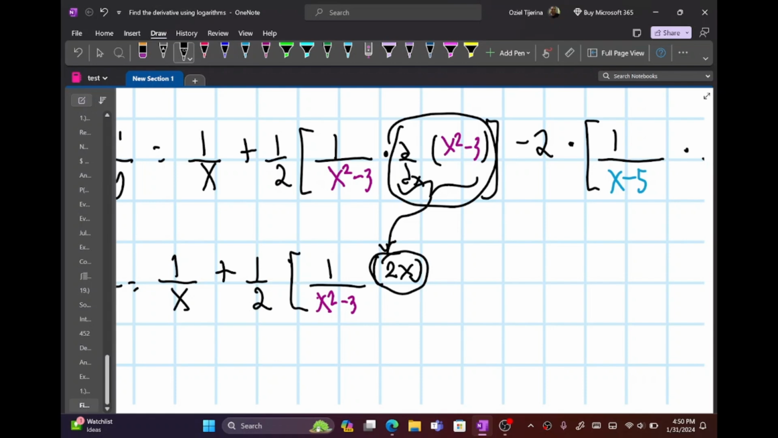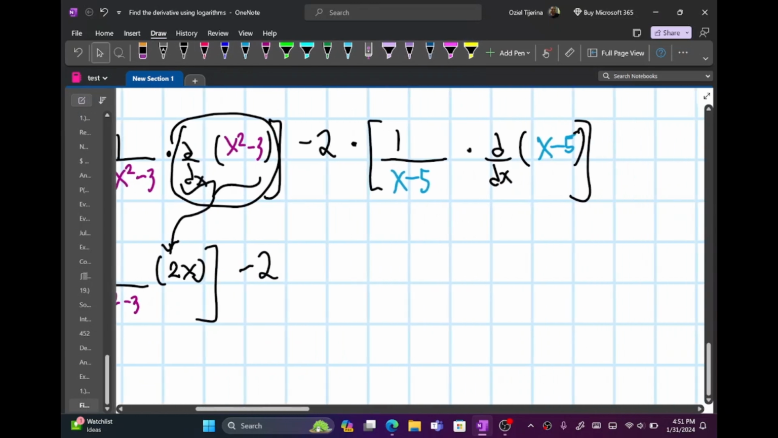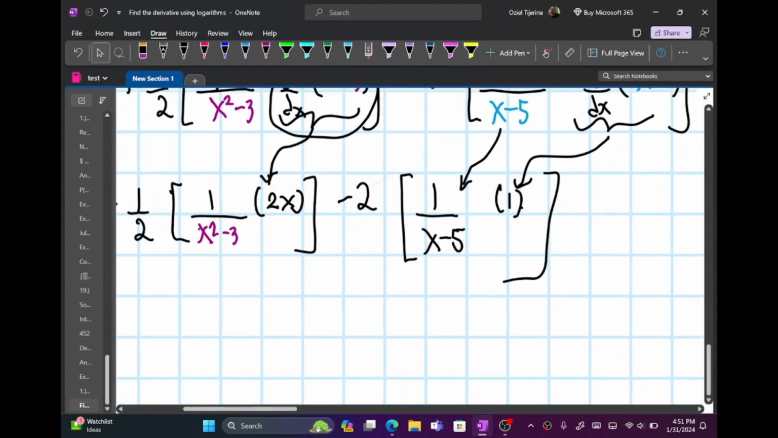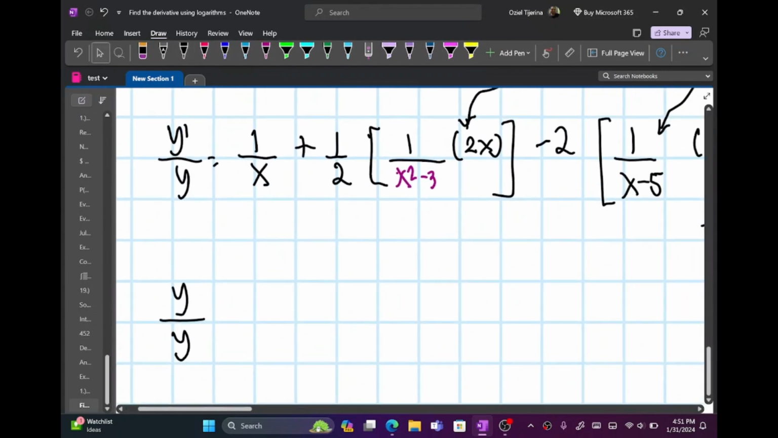Now this part, we're going to do this, right? And then we have minus 2, and this is a pretty easy one to do, guys. It's going to be times 1 over x minus 5 times 1. So this part is this, and this just stays here. This is a pretty easy derivative to do. So now we're almost done. We're just going to do some algebra at this point and clean it up here.